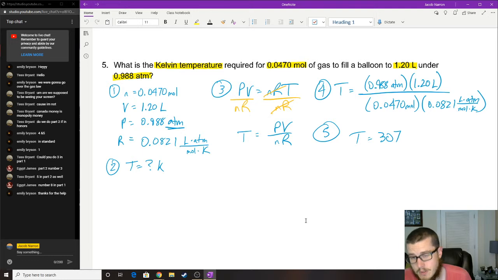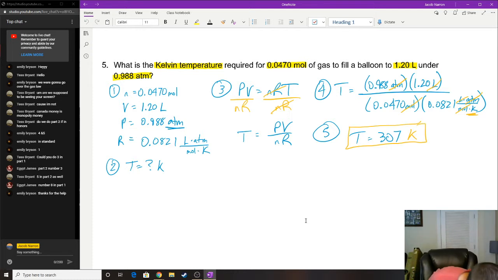Let's check what the units are going to be. Atmospheres cancels, it's on the top and on the bottom. Liters cancels. Moles cancels. And what am I left with? Kelvin. So, hey, that was the answer. That's what we wanted, temperature in Kelvin, and everybody should be happy with that.